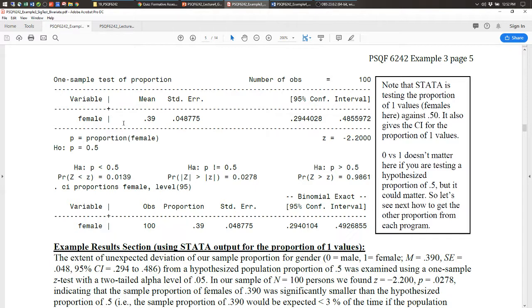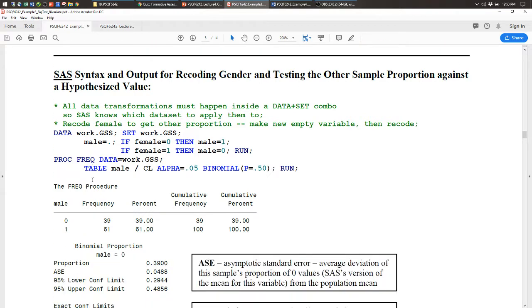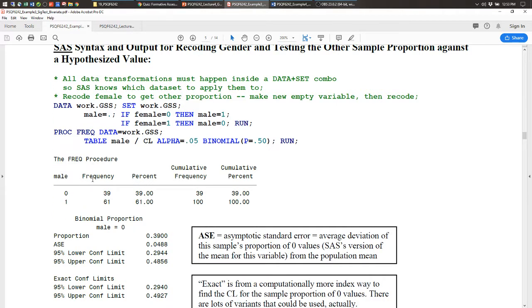So I gave you 2 questions in your homework, one asking about a 0, one asking about a 1. No matter which program you're using, you'd have to learn how to recode to get the other one. In SAS, it would look like this. I'm starting with the variable in the data set called female. I am generating a new variable called male because I intend for it to be 1 if it's male. Dot means make it start at nothing, missing values. If the old variable is 0, then the new variable is 1. If the old variable is 1, the new variable is 0. And then I put male into the proc freq instead.